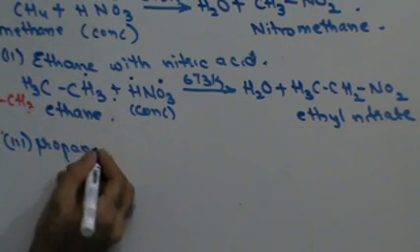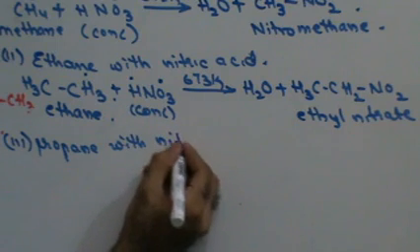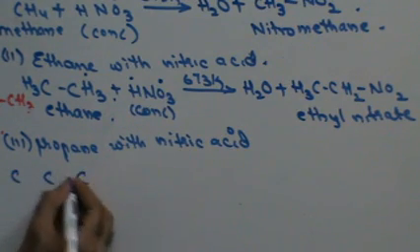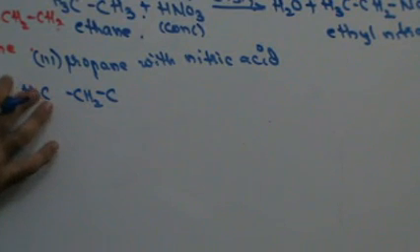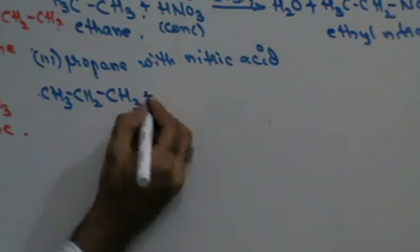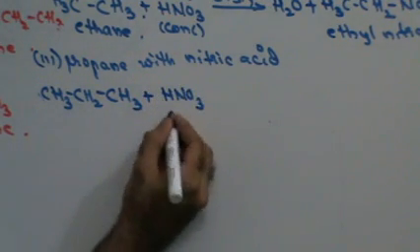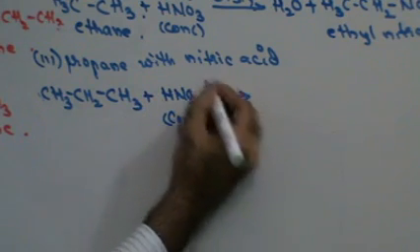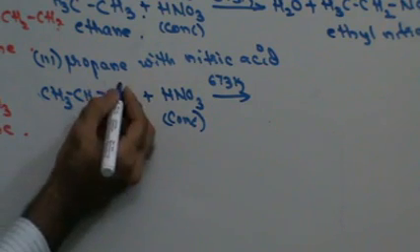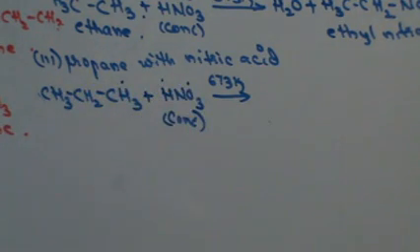propane with nitric acid. What happens when propane reacts with nitric acid? Propane, 3 carbon atoms. Right, draw your bonds. So this is going to be CH3, CH2, CH3. Right, reacts with HNO3 concentrated, 673 Kelvin. Right, now in that case the same thing happens, dehydration, one hydrogen, one oxygen, right?